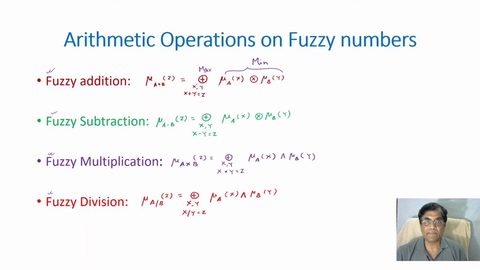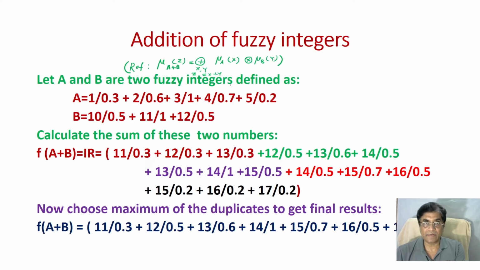If not, then take the maximum of the elements' membership value. This doesn't make much sense unless I take a concrete example. Let us do that. I am referring again, I have rewritten it. So this is your max, this is your min.